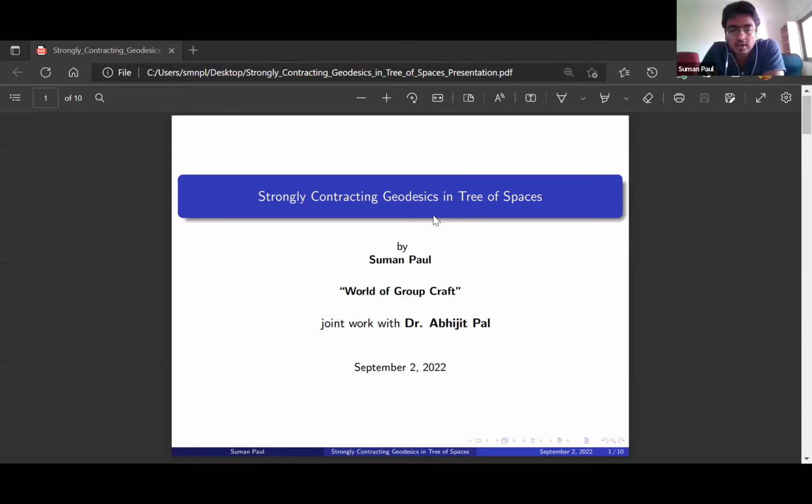Today, I will be talking about the strongly contracting geodesics in tree of spaces. So, in the first part, I will define what is a strongly contracting geodesic and what is a tree of spaces. And in the second half, I will describe our result in this direction.